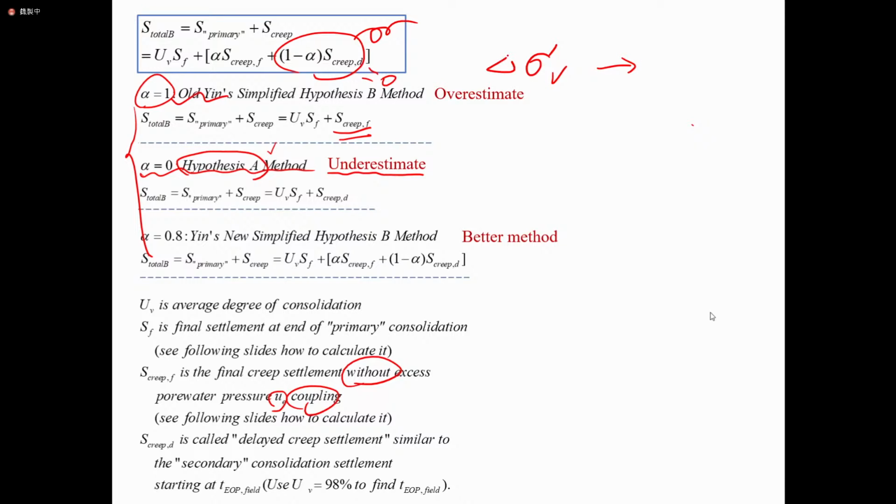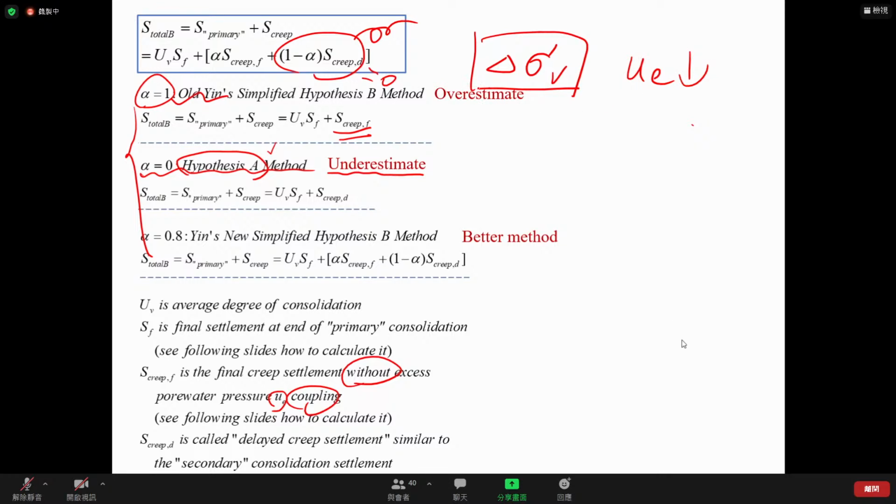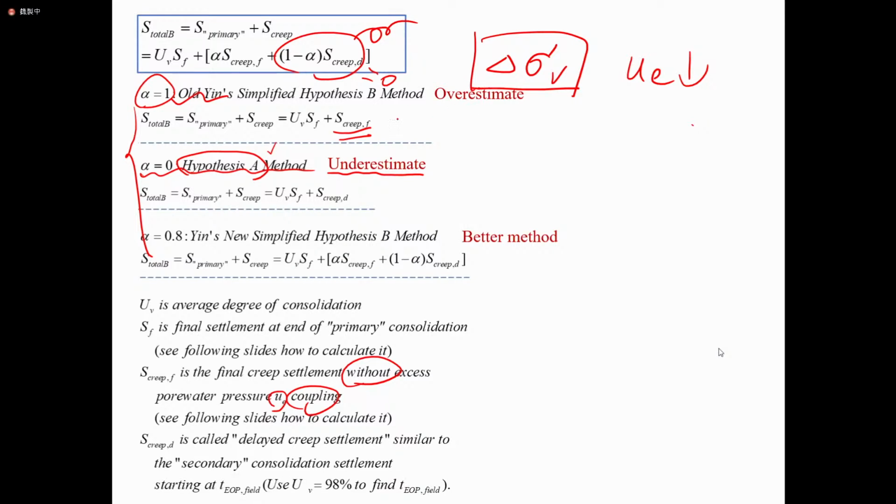Okay, we have a delta value here. This delta value for the soil element instantly or immediately increased. Okay, we don't have to wait for a long time for the UE to dissipate. So this is not the truth, right? This is not the truth. That's the reason why the old simplified hypothesis B method will overestimate the settlement. Okay, this is the reason.